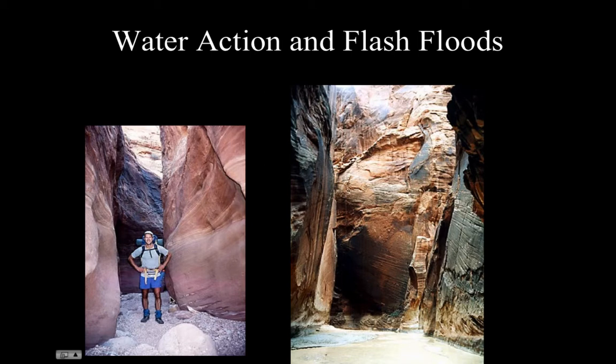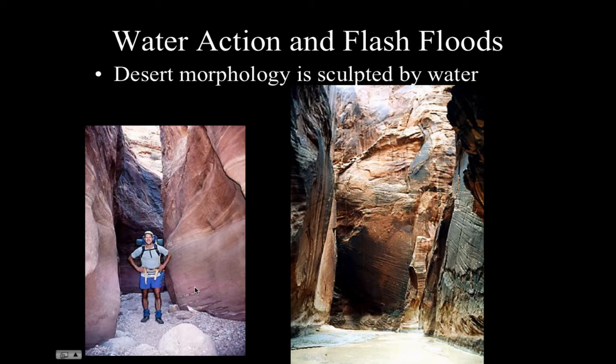Here's a hiker in one of these slot canyons, and we can see boulders in here. So look at these big boulders. They're being carried by flash floods. In this case, the desert varnish is up here, and so all the varnish that was down here has been scraped away by flash floods. So again, the desert morphology, remember the shape, morph means shape. The shape of the desert is sculpted by water.